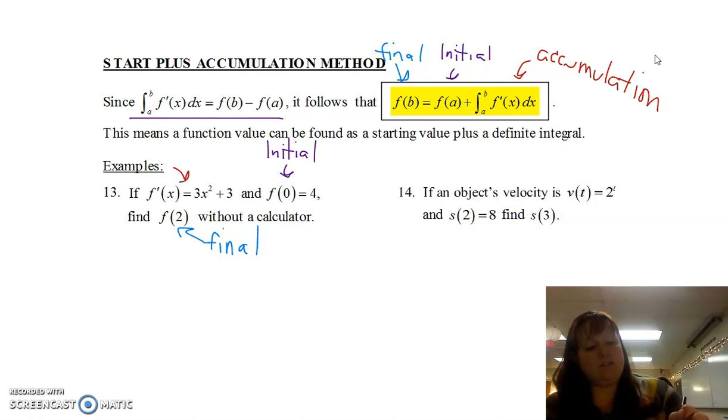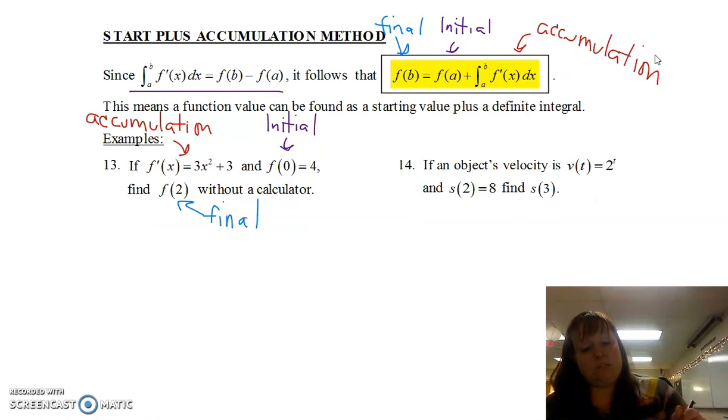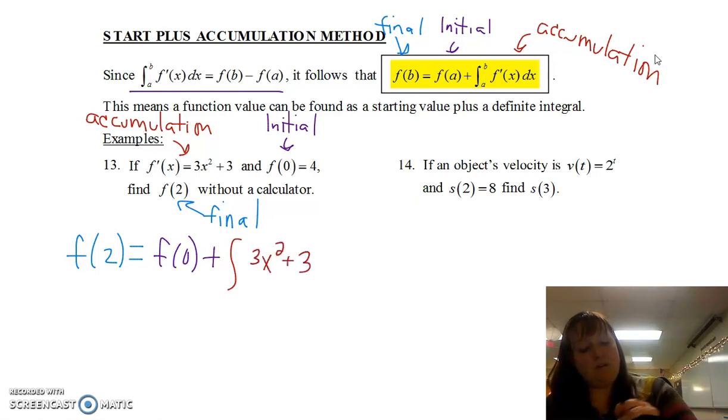And this is going to give us our accumulation. So let's go ahead and write this. We say f of 2 equals f of 0 plus the integral of 3x squared plus 3 from, now here's the question, which one goes on top, which one goes on bottom?